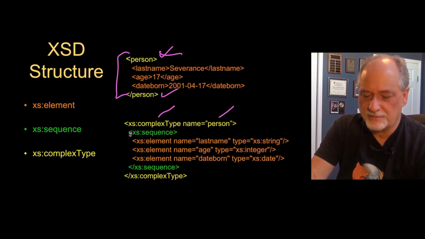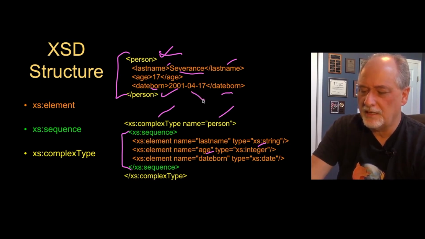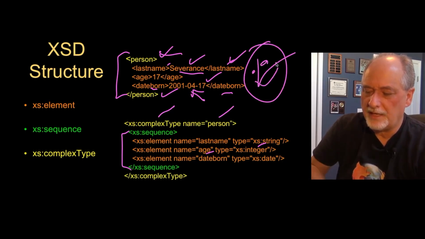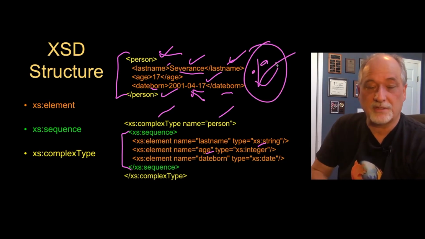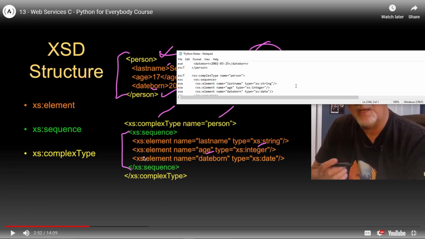Then there is a sequence, and then there is a simple element, a name of last name, looks good, and it's a string. That looks good. Another tag that's named age that's of type integer. That's good. And then a thing that's called date born, and it looks like a date. So we check all these things, and we can basically say, yup, that is a good XML document according to this schema. And okay, let's look at what we wrote down. All right, age 51. Okay, so that's a number. Okay, so that was what I was checking on.